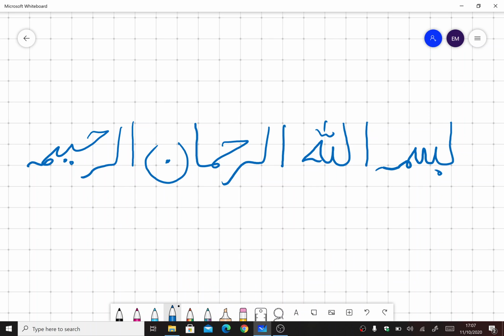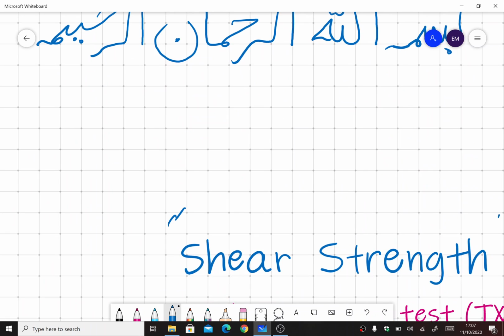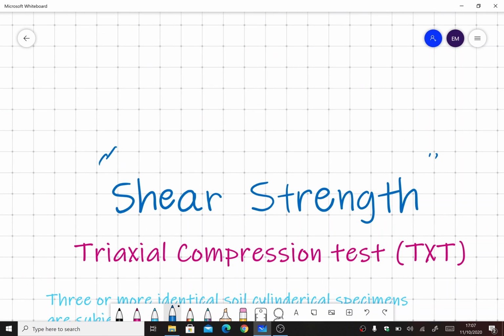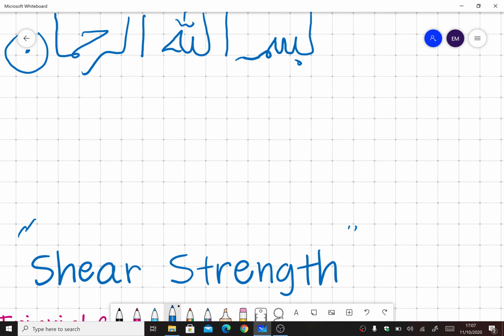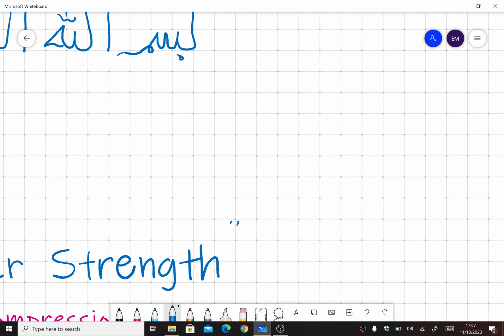Bismillahirrahmanirrahim. So today we'll be starting with the second lecture of Geotechnical Engineering 2, and we were discussing shear strength of soils. Previously, in the last lecture, we learned how shear strength for different soil types is generated, and then we looked at the direct shear test for the determination of shear strength.